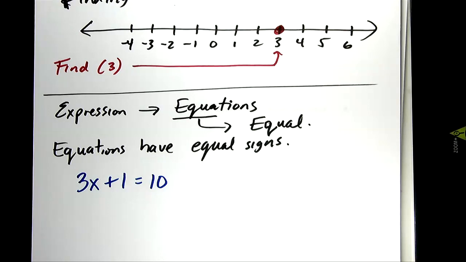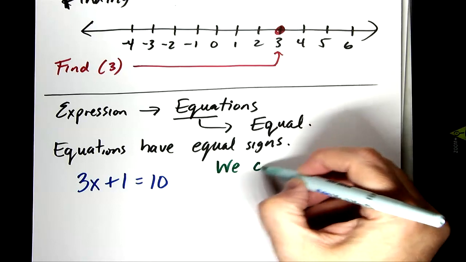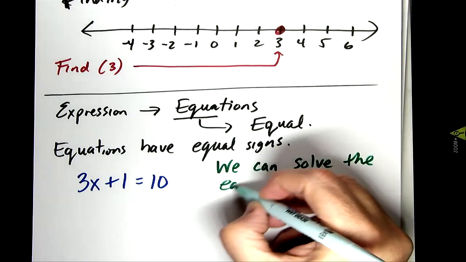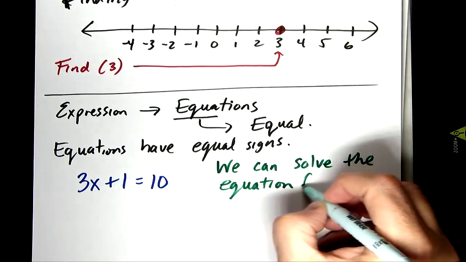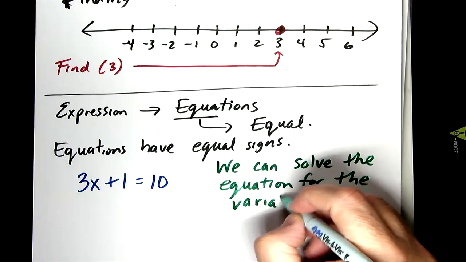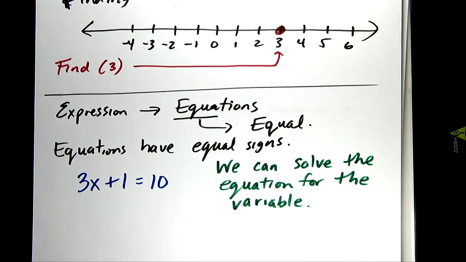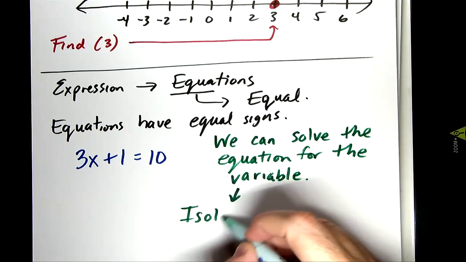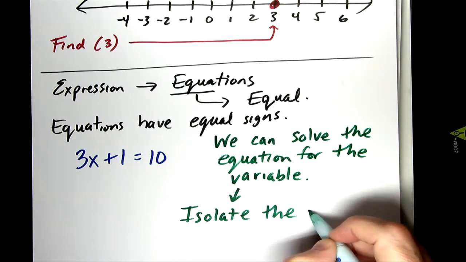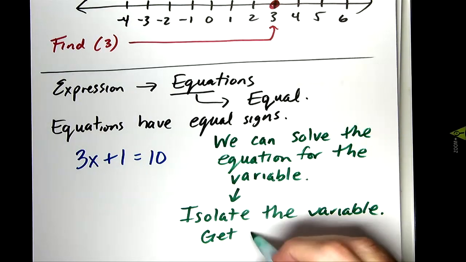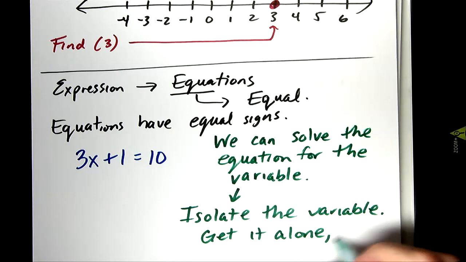What we're doing when we have equations, we can solve the equation for the variable. The process of doing this is to isolate the variable. Get it alone. By itself.